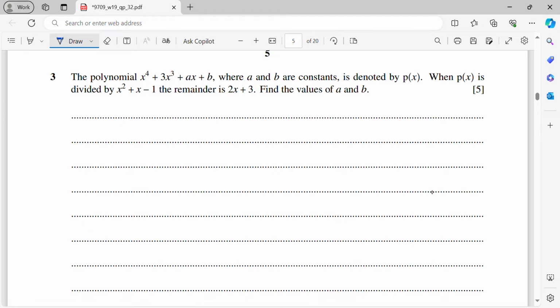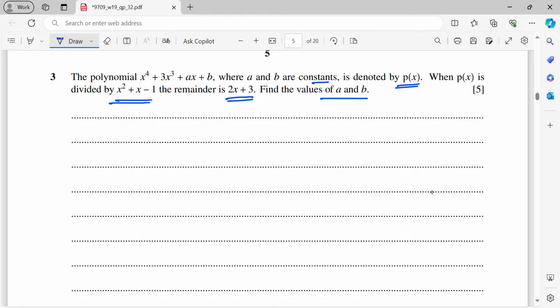Okay, question number 3. The polynomial x^4 + 3x^3 + ax + b, where a and b are constants, is denoted by p(x). When p(x) is divided by a quadratic function, the remainder is 2x + 3. Find the values of a and b.